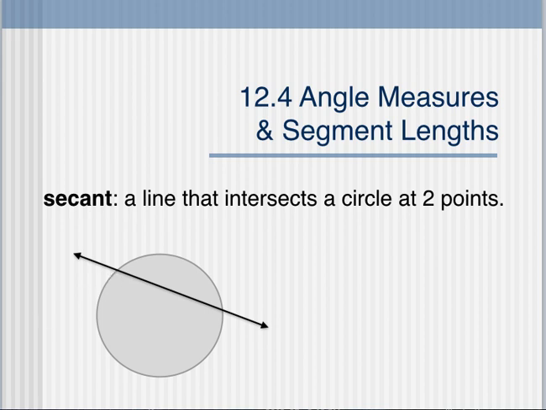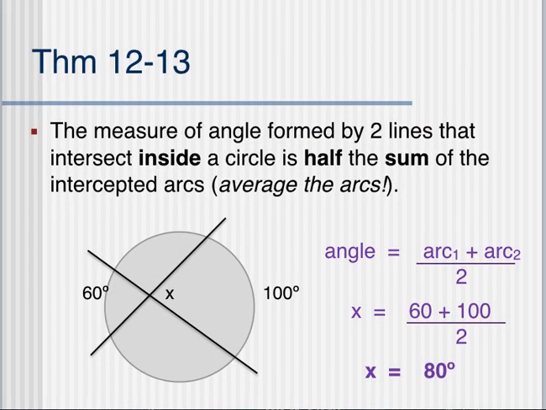Now go to your postulate paper and find theorem 12-13. The measure of an angle formed by two lines that intersect inside a circle is always going to be half the sum of the intercepted arcs.